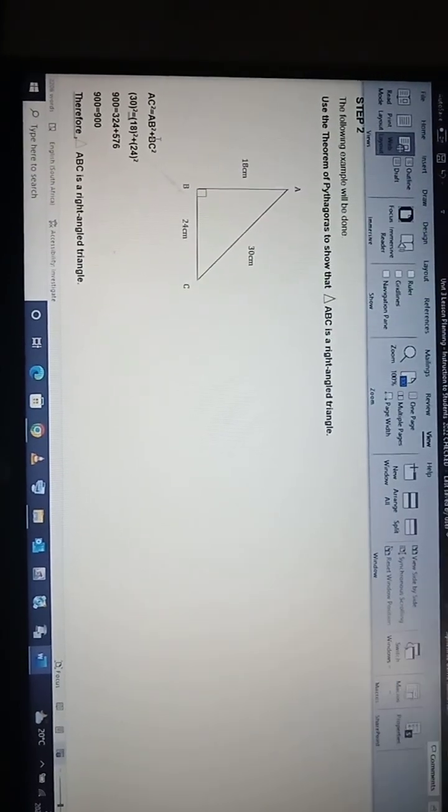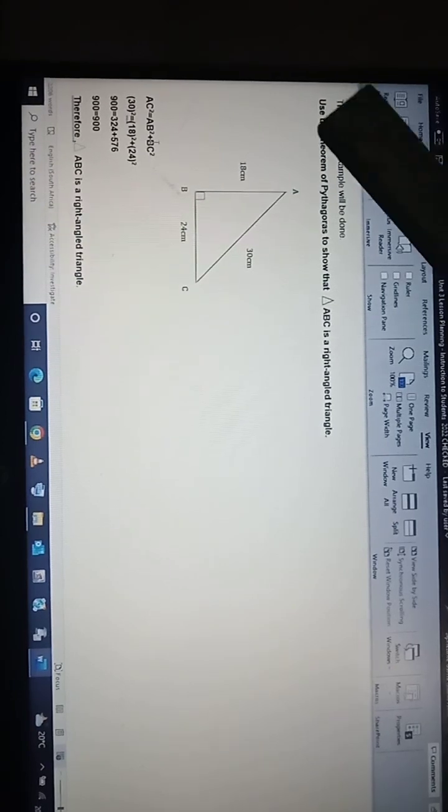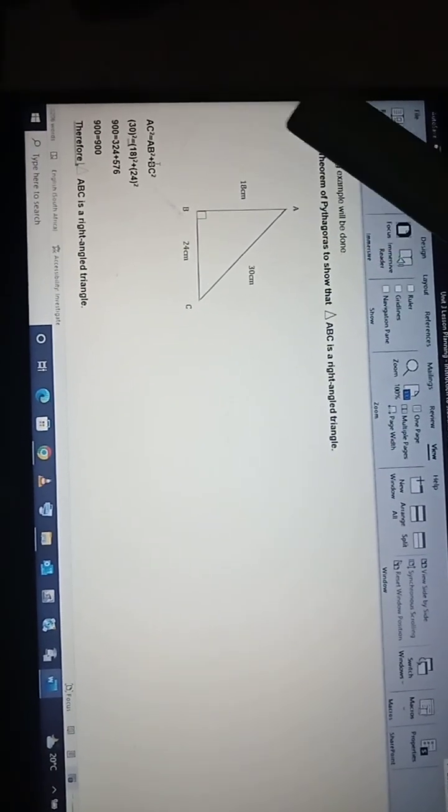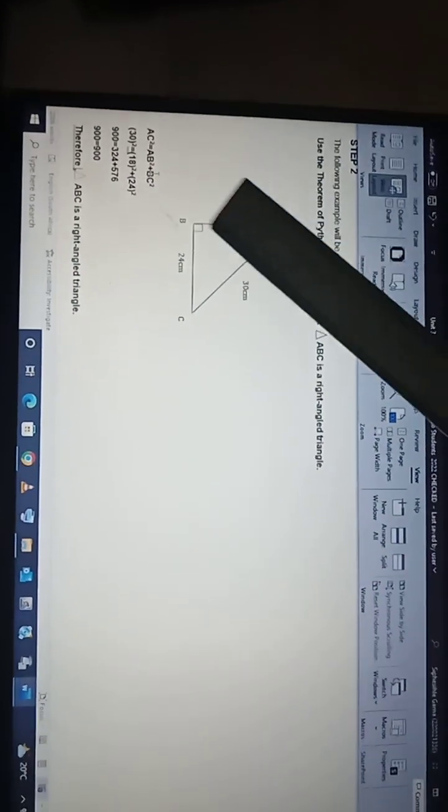Here's our hypotenuse. Sorry, it's AC. AC squared is equal to the sum of the squares of the two sides, which is AB squared plus BC squared. Now we have to prove the converse of the Pythagoras theorem. We substitute here: 30 squared, which is the longest side, our hypotenuse, and 18 squared plus 24 squared for the other two sides.